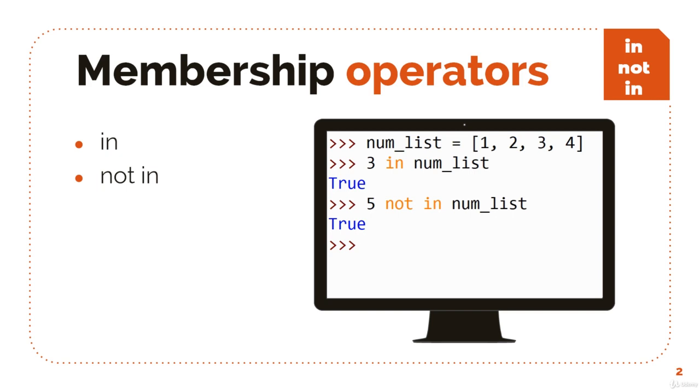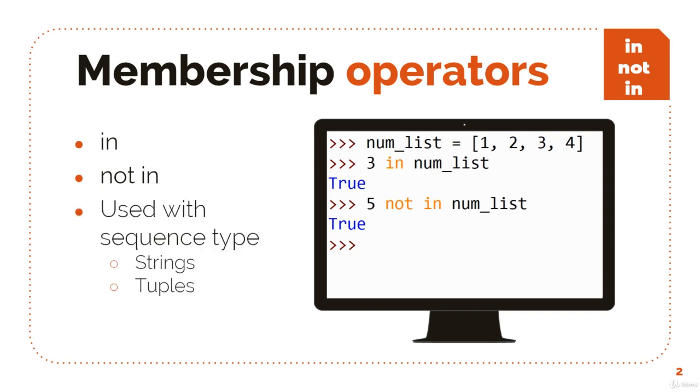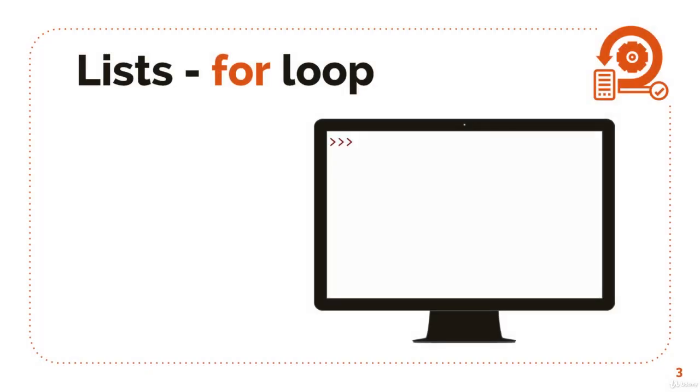Pretty simple, right? Note that they can be used with any sequence type, which includes strings and tuples, which you will learn about in the next lesson. Now you can also use the for loop with a range function to populate a list. This can be done in two ways.